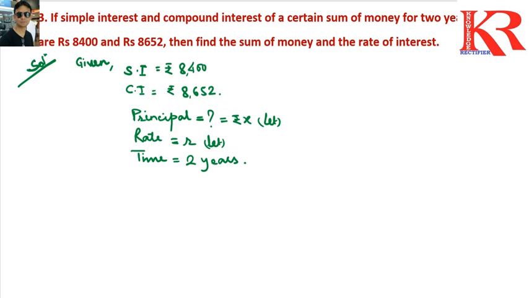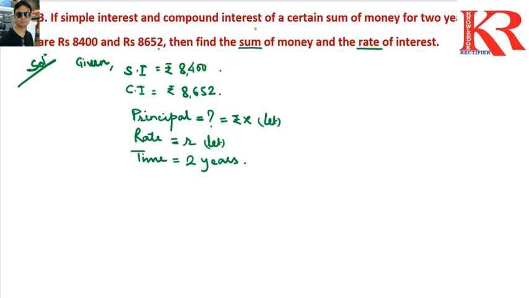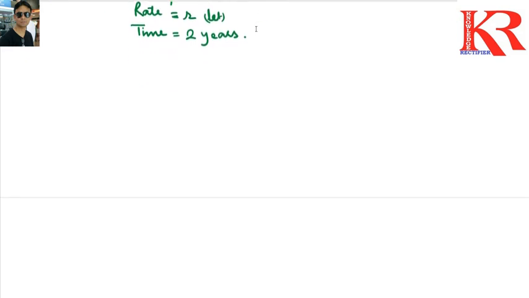In this question, SI is given 8,400 and compound interest is given 8,652. Principal that you have to find, rate that you have to find, right? So we will let the rate to be small r and principal to be x, and the time has been given 2 years. Okay, this type of question we have already done. So first of all, what we will do is we will find the simple interest.